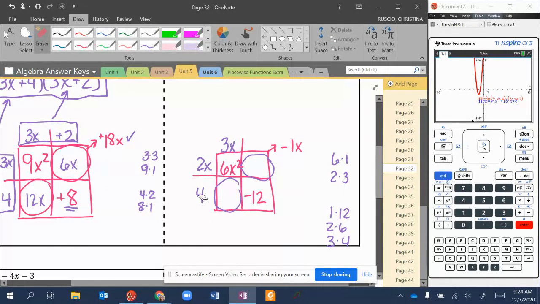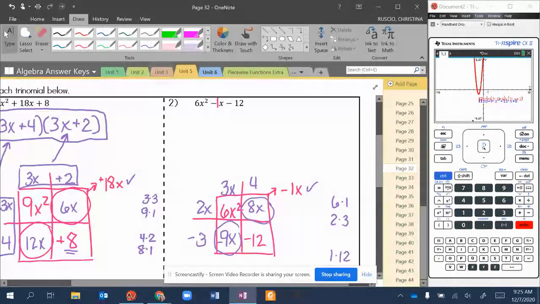Okay, so we know that the 4 can't go here, so I'm going to try putting the 4 up here and the 3 down here. So I get 9x and 8x. Oh, wait a minute. If my 9x is negative, that means my 3 is negative, and look, we found it. Negative 9 plus 8 is negative 1. So I wanted to show you the rigor that sometimes these questions might have. Okay, so we did a lot of different guessing and checking.